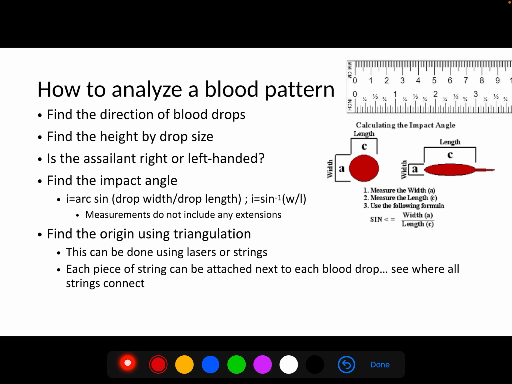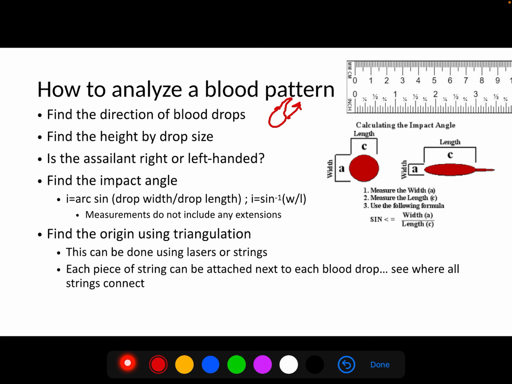And analyzing blood patterns, this is going to be one of the activities we do after we get back. But like we said, we can find the direction of the blood droplets. So remember, whatever direction the tail is going would tell us the direction of travel. We can approximate the height by the size of the drops. So we'll do this in a lab later on. But generally, whenever drops come from higher heights, they tend to spread out more and be larger.